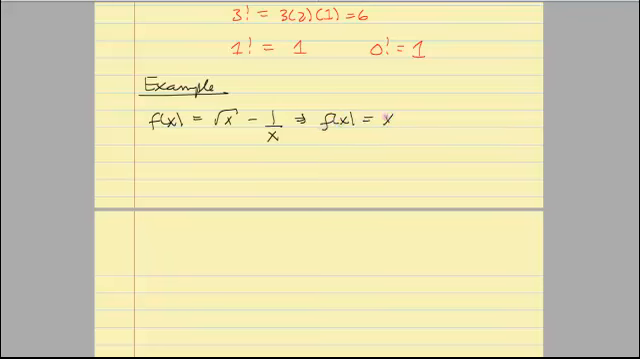So f of x would be x to the 1/2. I want to rewrite this in exponential notation, minus x to the negative 1. Now a question here is, as I take this derivative, will it ever end up at 0?